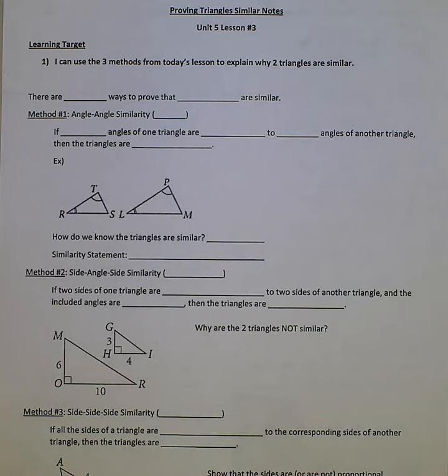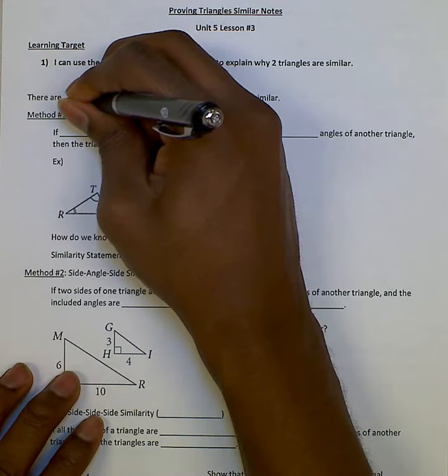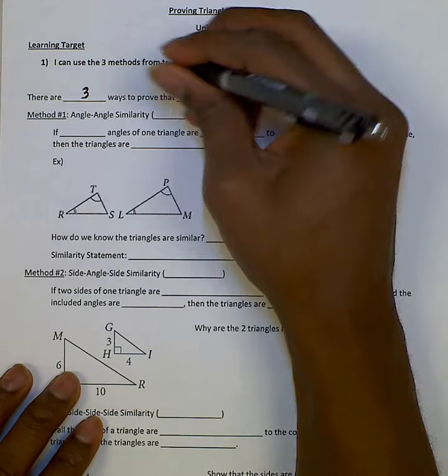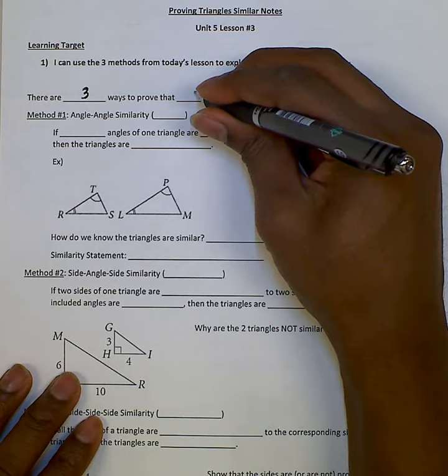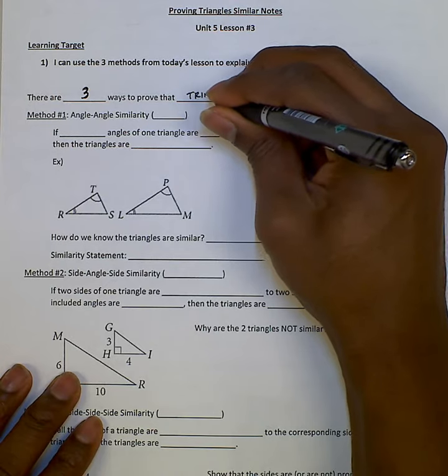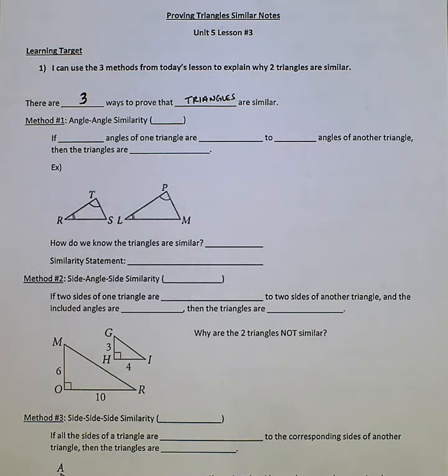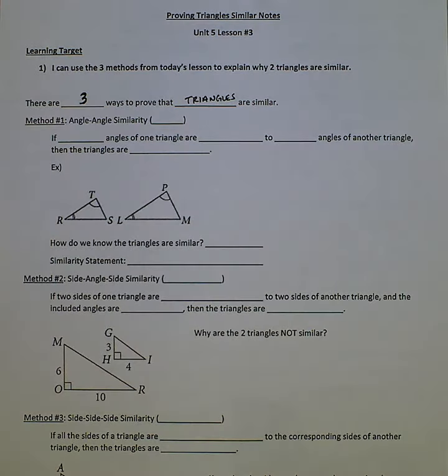Okay, I guess we'll start off by saying that there are three ways to prove that triangles are similar. So very similar to our congruent chapter. We started off talking about how any figures can be congruent, and then we simplified it to talking just about triangles. And so we're doing the same thing here. We talked about what similar meant as far as all polygons, and now we're going to just talk about triangles.